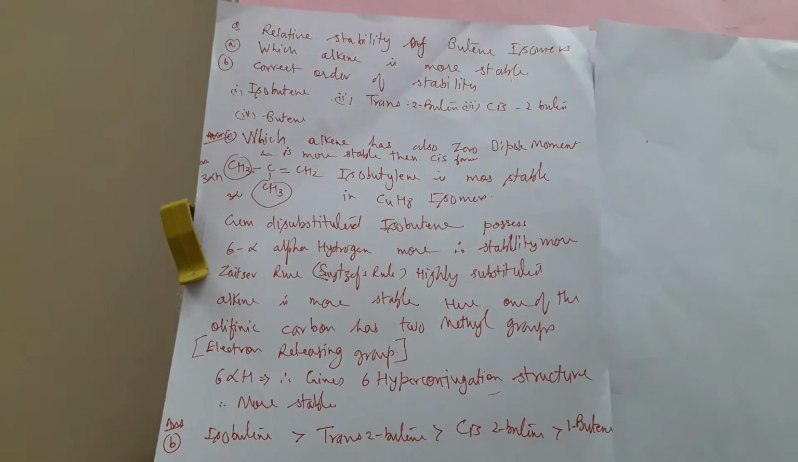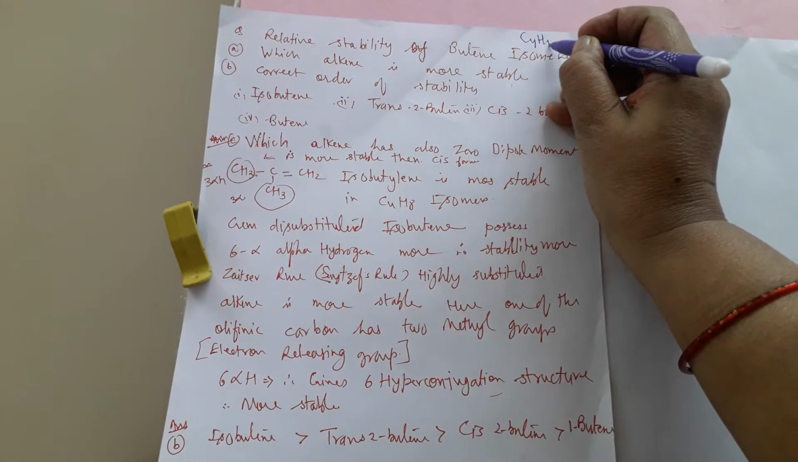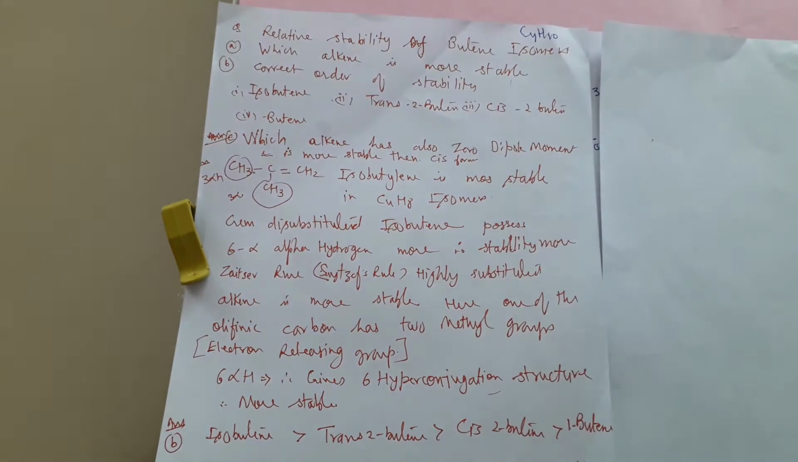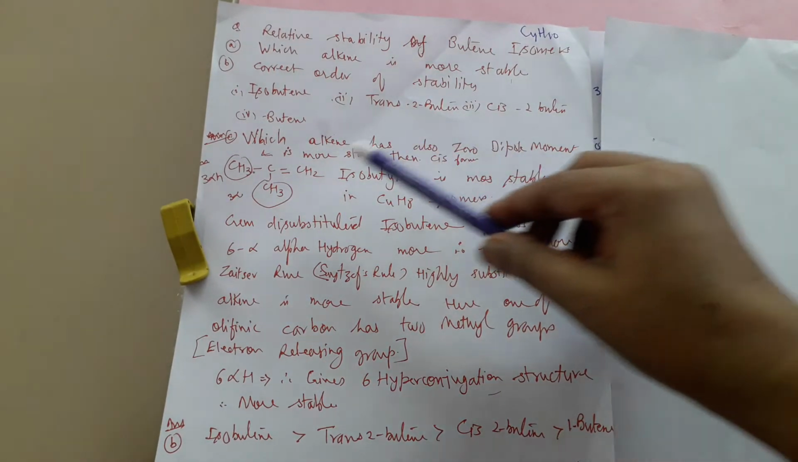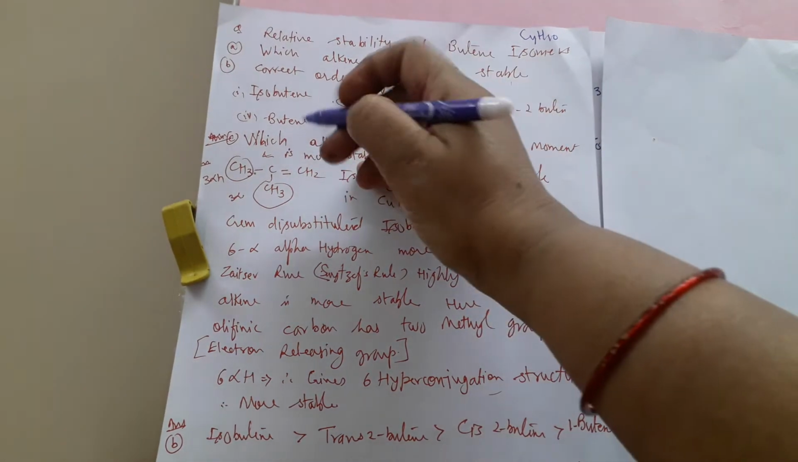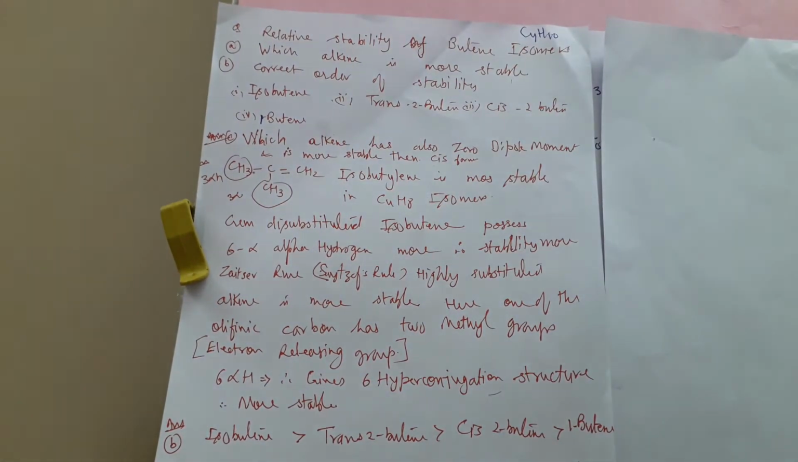Today we will discuss the stability of butene, isomers of C4H8. We have to compare the stability of butene. There are types of butene here: isobutene, trans-2-butene, cis-2-butene, and 1-butene. So there are four isomers of butene, C4H8.